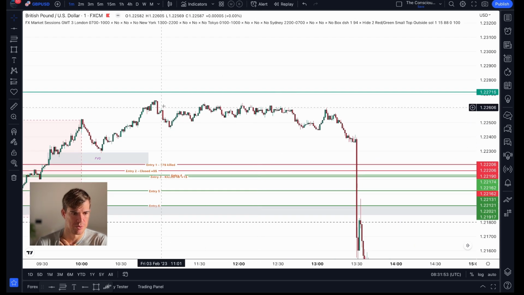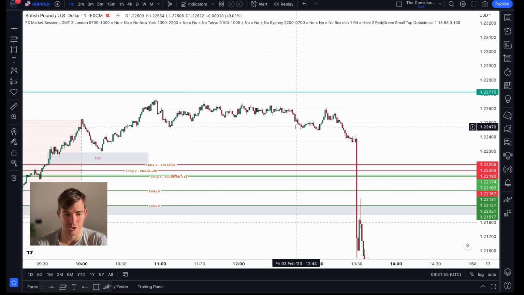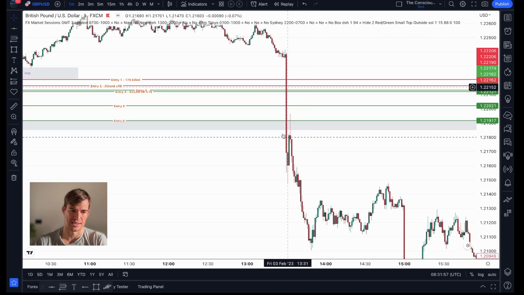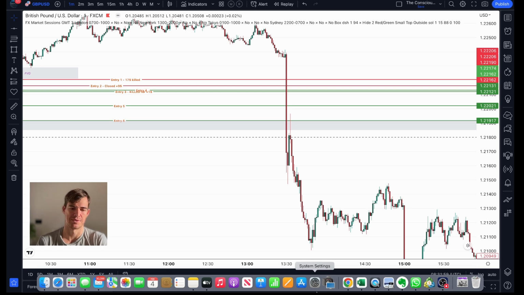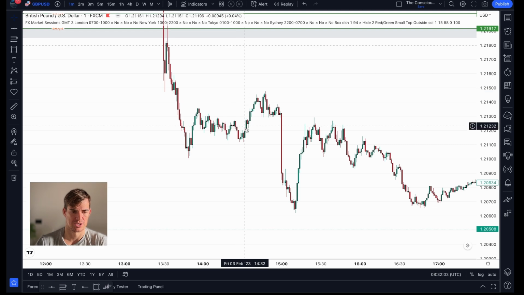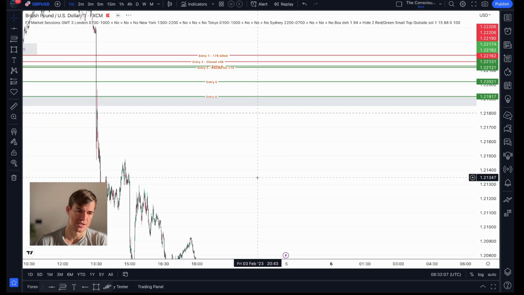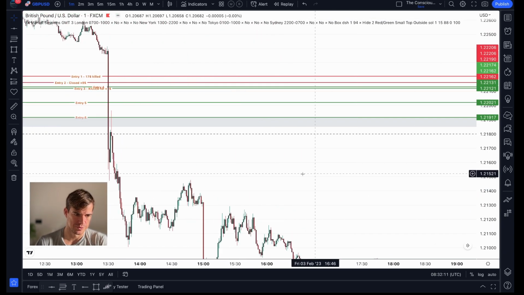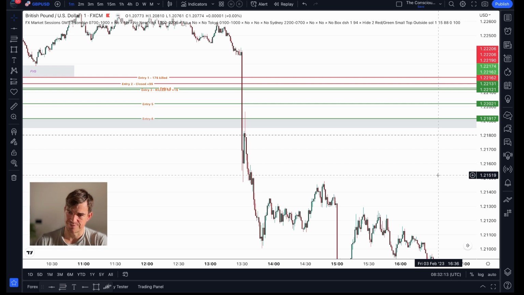And what happened to the price? Consolidated until the news came in, and pound dollar came down on news, good news for the dollar. And then it just traded lower and lower and lower. So this is an example of a day that was a down day.